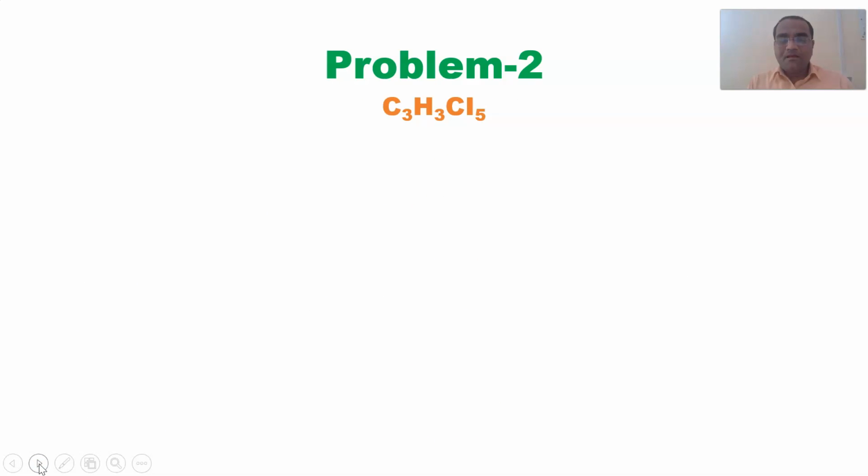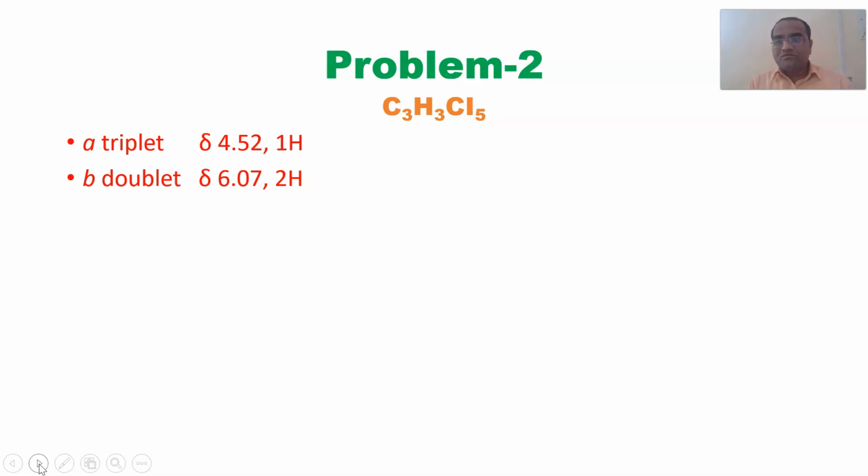Problem number 2, molecular formula C3H3Cl5. The signals are a triplet at delta value 4.52, 1H, and a doublet at delta value 6.07, 2H. From these signals, it has been understood that they are quite de-shielded, and the number of hydrogens is correct. Here it is 3, so here it is also 3.